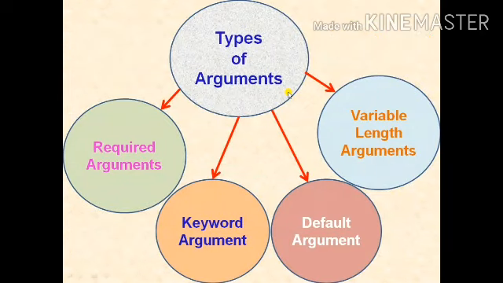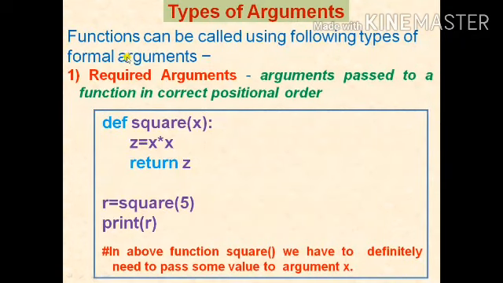Now, the types of arguments we can supply to a function are categorized into 4 categories. First is required argument, second is keyword argument, third is default argument, and fourth is variable length argument. Let us discuss one by one. The first is required argument, meaning arguments passed to a function in correct positional order.